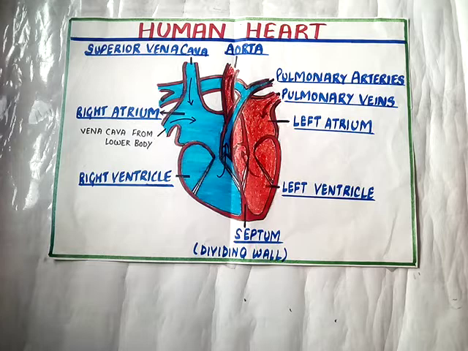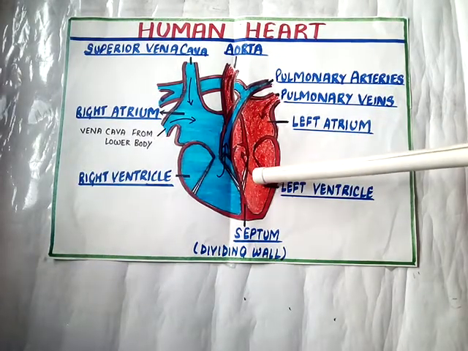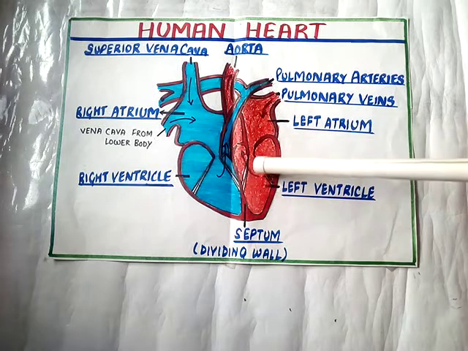So, the blood has to pass twice through the heart so as to circulate once through the body.